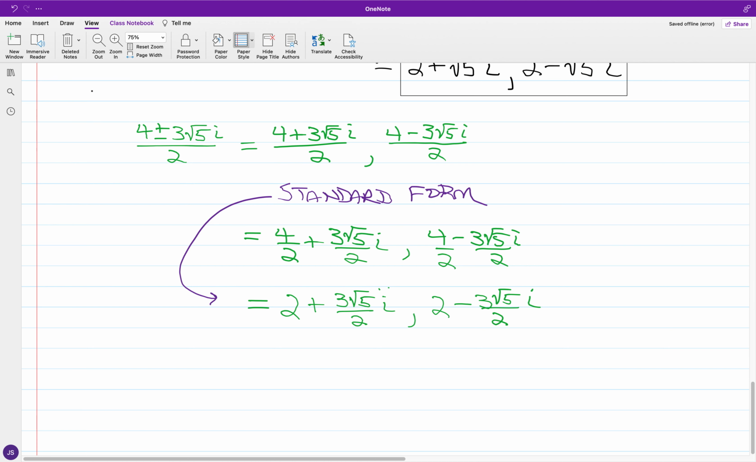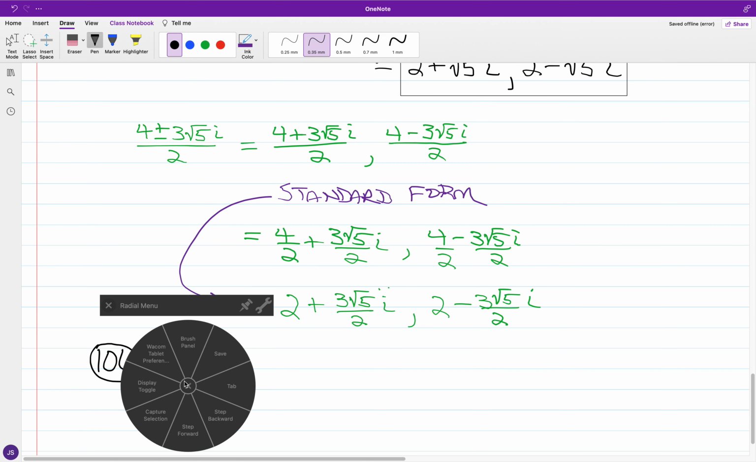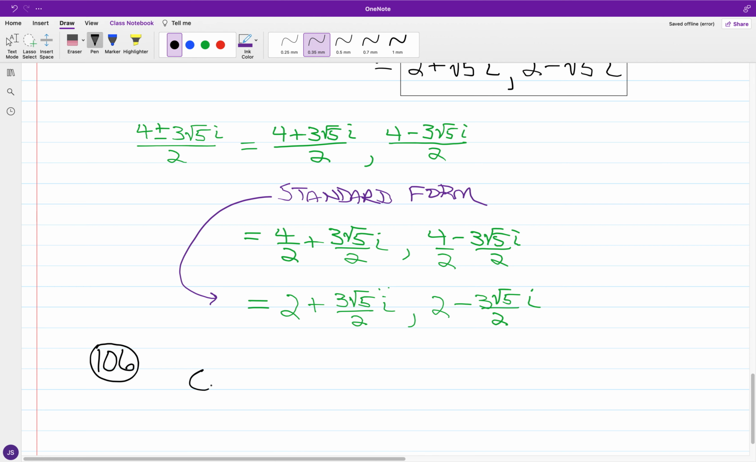Now, in the case of equations that are not just quadratic, but quadratic in form, looking at number 106, we have an equation in the variable d, and we're looking at solving for d, where we have 6 times d to the 2/3 minus 7 times d to the 1/3, and minus 3 is equal to 0.